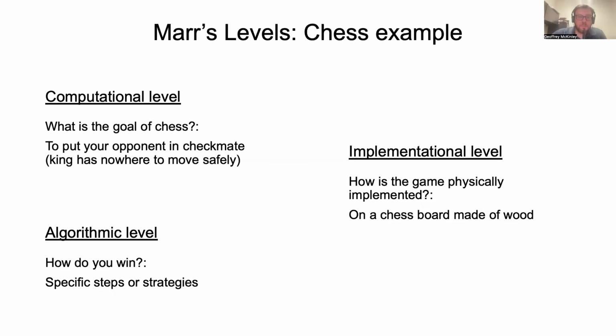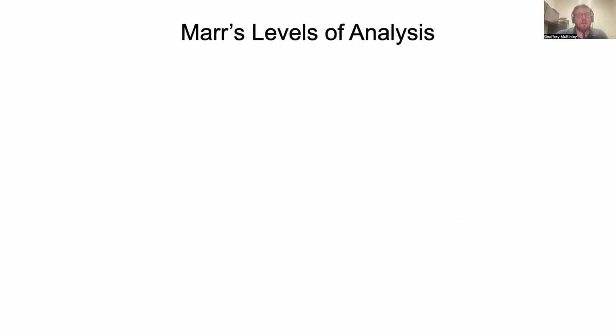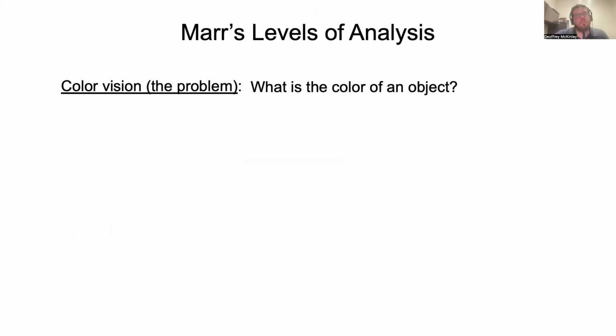Okay, so now we're going to talk about Marr's levels with an example on color vision, right? In this example, the problem is trying to extract the color of a given object. Of course, on a computational level, you're going to need to describe the problem a bit more precisely. So we're going to do that.